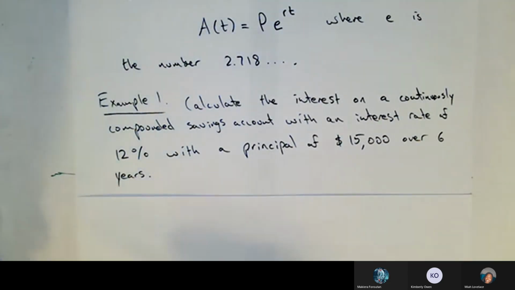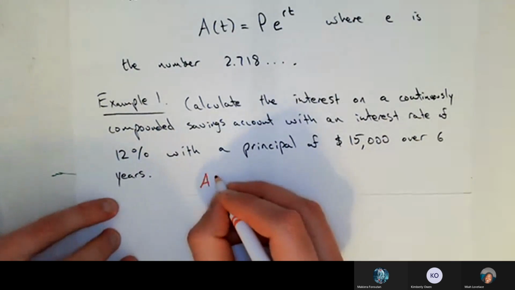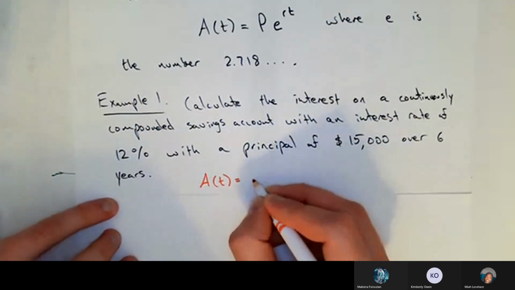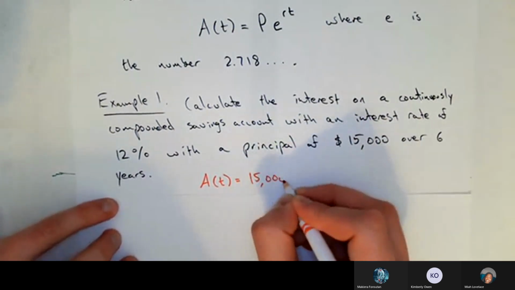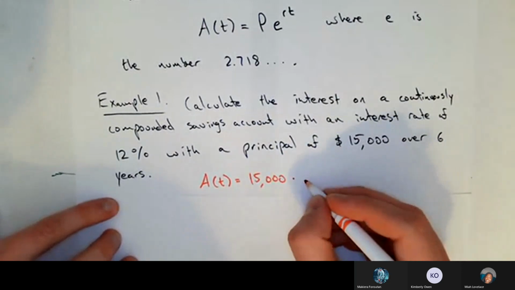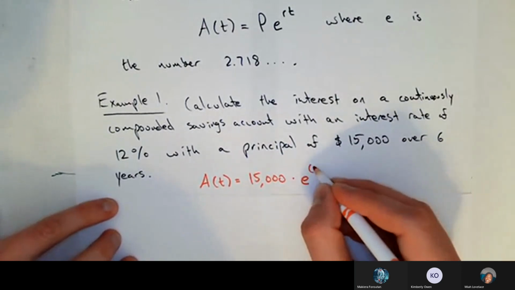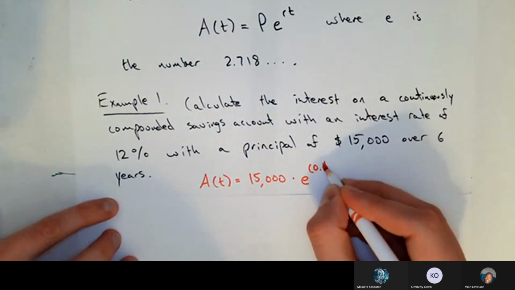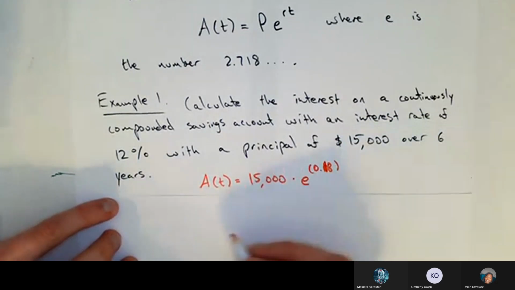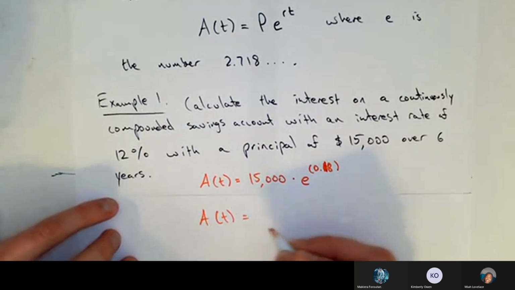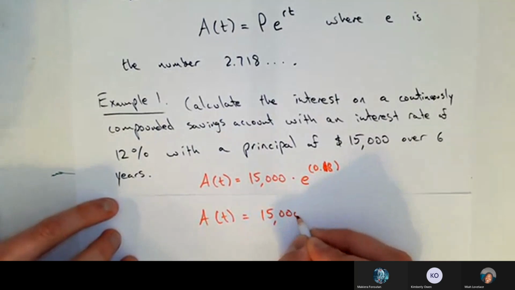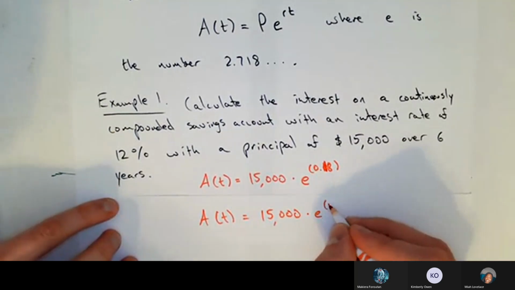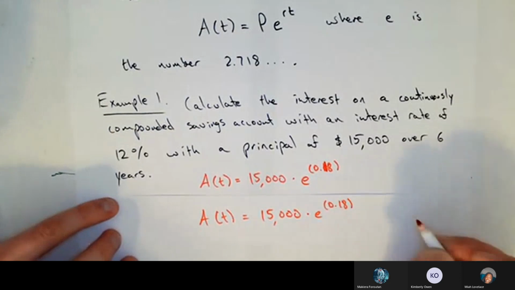So I'm going to say A of t is equal to the principal, so 15,000, times e raised to the 0.18, right? 0.18. Let me rewrite it. Raised to the 0.18. That's r, the interest rate.